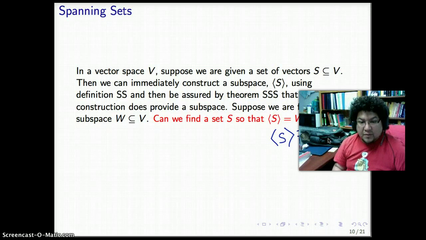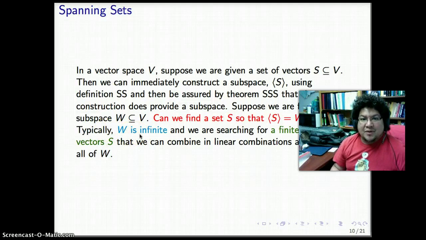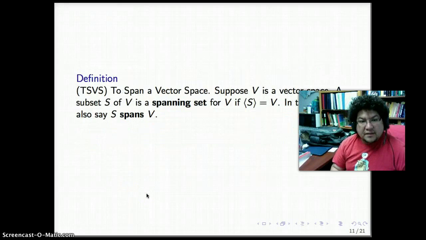So this will be a bit of a quest. Typically, that subspace is infinite. There are many members in an arbitrary subspace W, and we're searching for a finite set of vectors, a finite number of elements of the vector space V, that we can combine in linear combinations and build all of W.